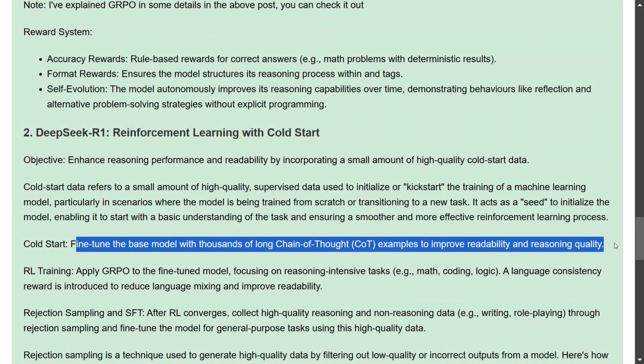Chain of thought is basically where the entire reasoning is also shown. So if there was a question like 2 plus 2 minus 4 into 5, it would show all the steps and then the final answer. This was the labeled data set used before GRPO. Then the next step was GRPO, similar to DeepSeek R1 Zero.